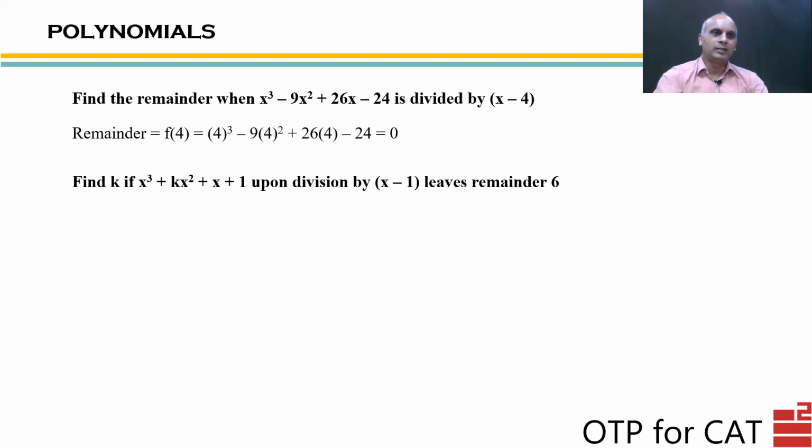Here I have to find the value of k for this data given. My process remains the same since I'm given the remainder, which is 6, and it says the divisor is x minus 1. So a is 1 here, and when I put 1 in the function, I'll get 1 cube plus k into 1 square and so on. That will be equated to 6 because that's the remainder. And therefore, solving this, I'll get the value of k as 3.